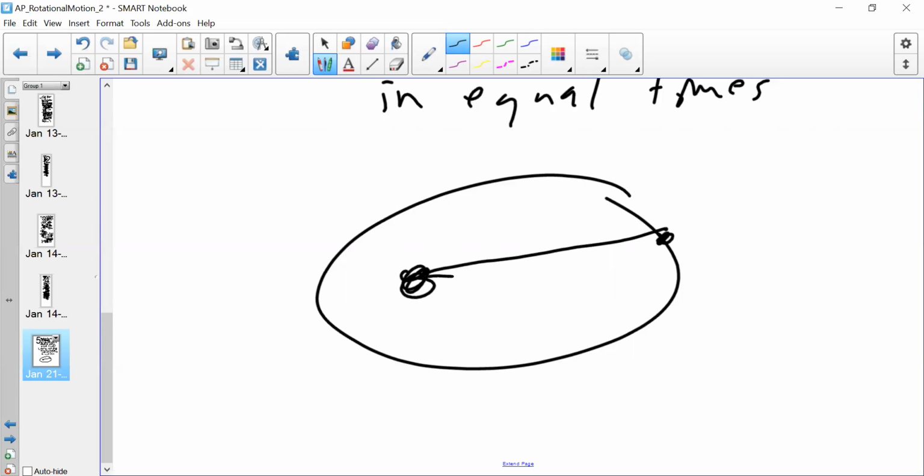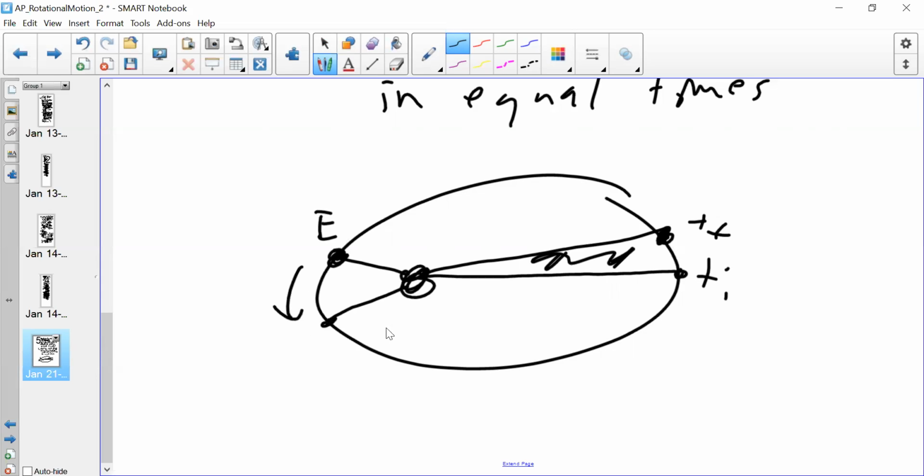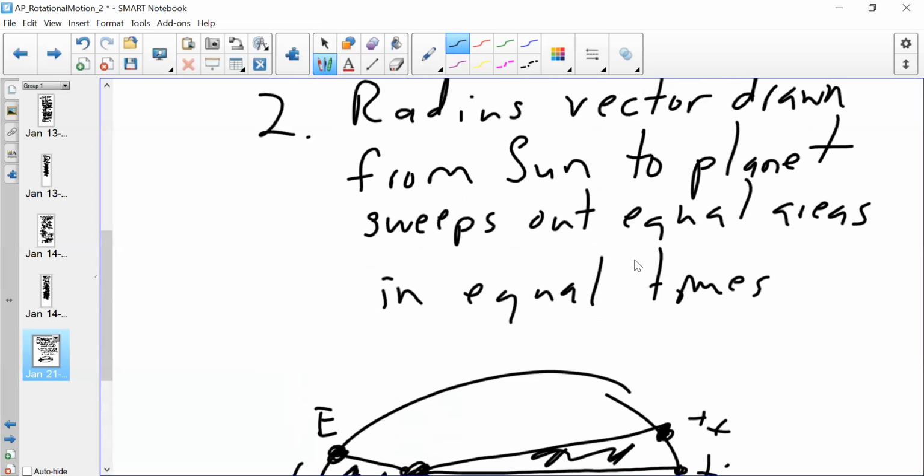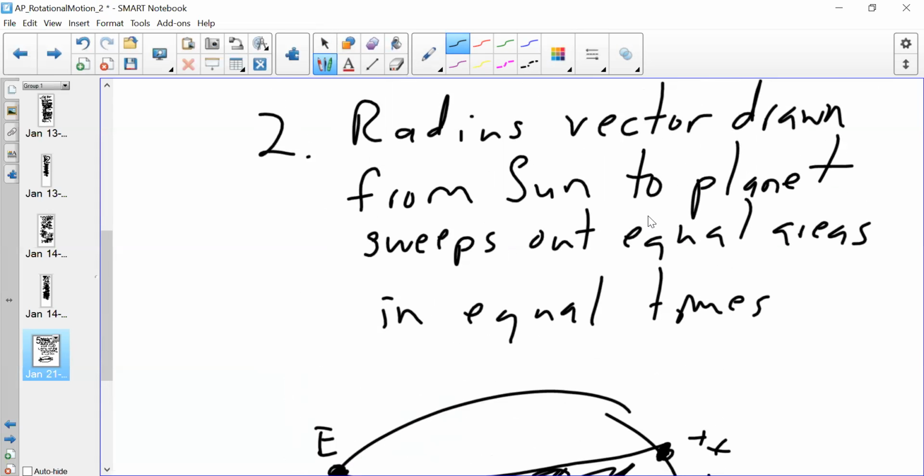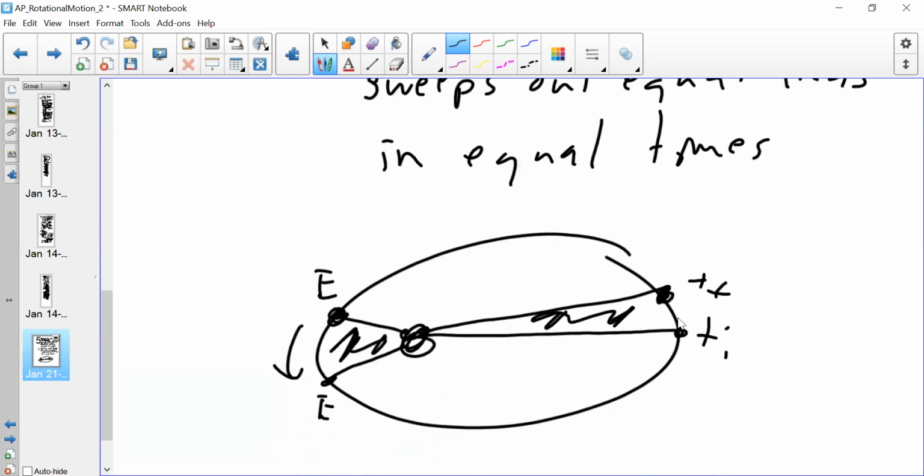This area here, let's say it goes from here to here, so there's T initial, T final. This area here is going to be swept out in the same amount of time as, say, this area here. When the Earth is here and then continues to orbit around the sun, these two areas are going to be the same in the same amount of time. That's all that's saying. The radius vector drawn from sun to planet sweeps out equal areas in equal times. The time difference here is the same as the time difference there.